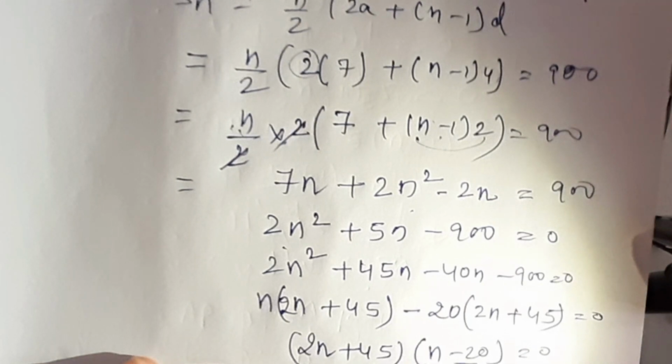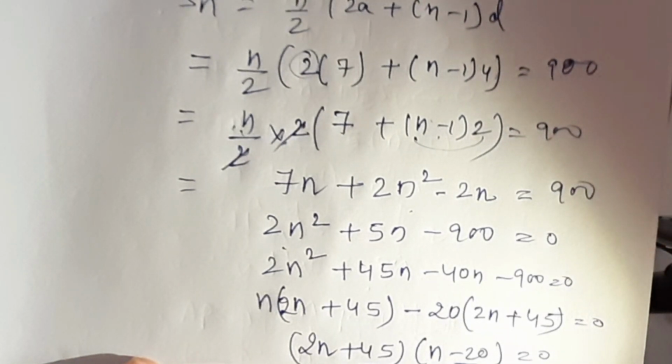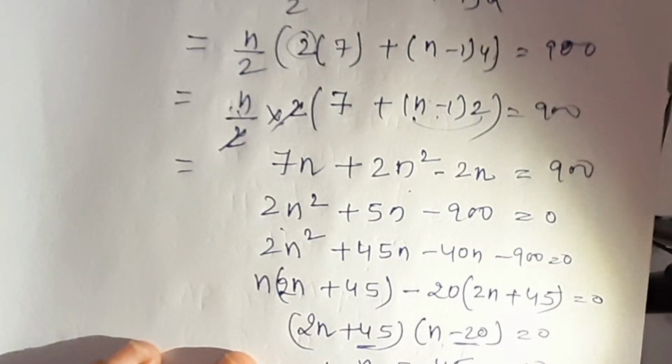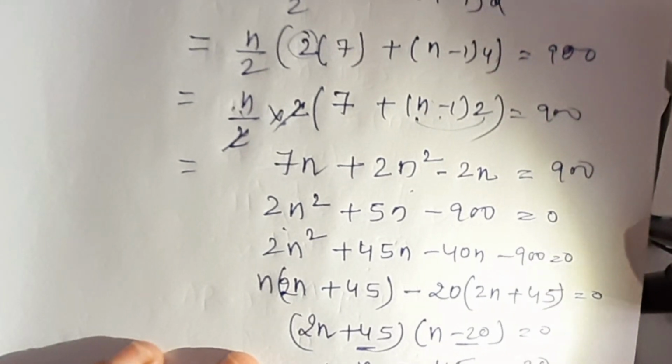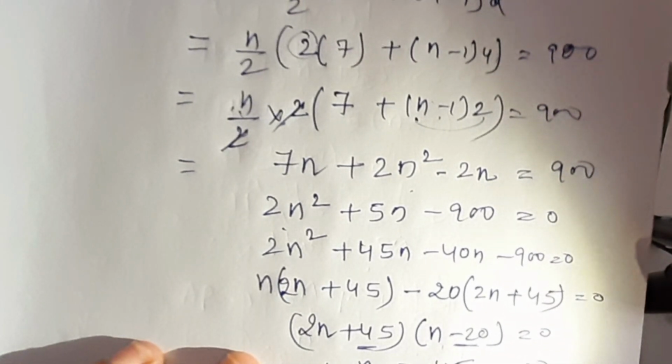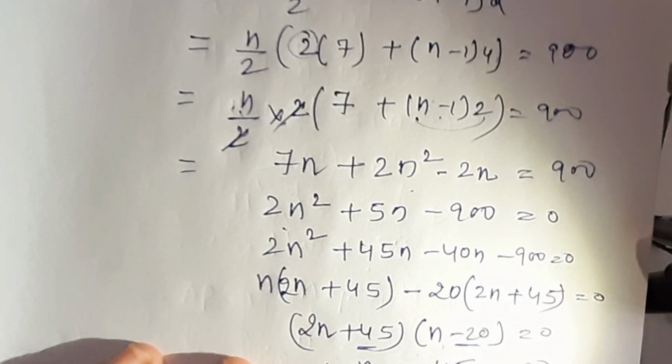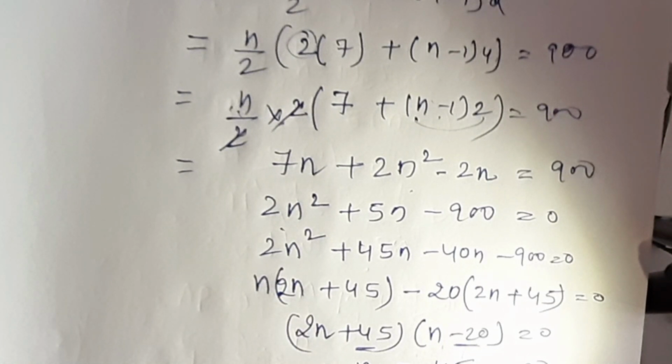Taking the opposite sign of this, n cannot be a fraction. So the number of terms will be 20. So this is our final answer. How many terms will add up to 900? 20 terms will add up to 900.